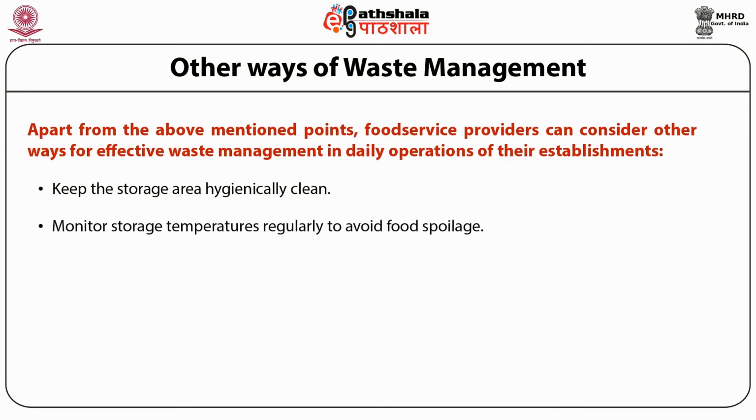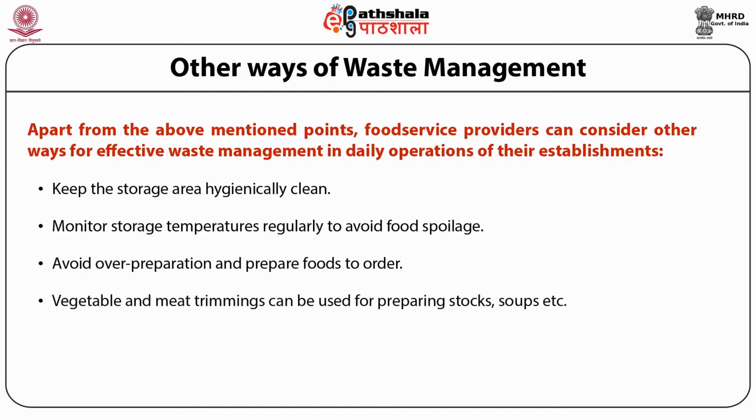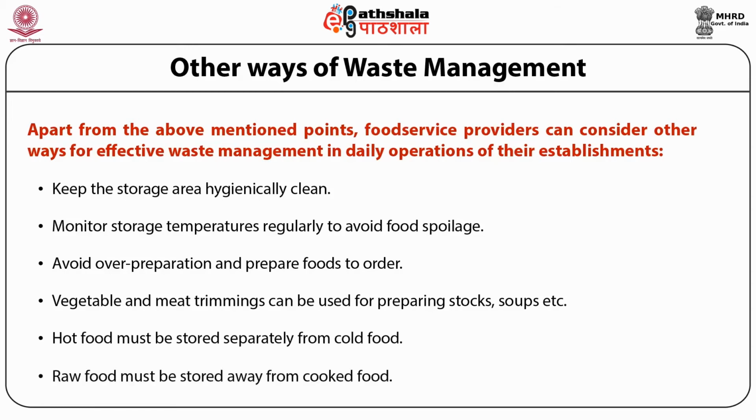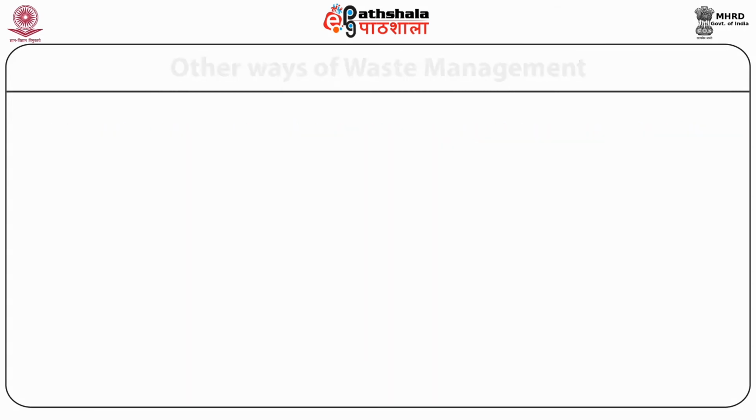Monitor storage temperatures regularly to avoid food spoilage. Avoid over preparation and prepare foods to order. Vegetable and meat trimmings can be used for preparing stocks and soups instead of throwing those away. Hot food must be stored separately from cold food. Raw food must be stored away from cooked food.